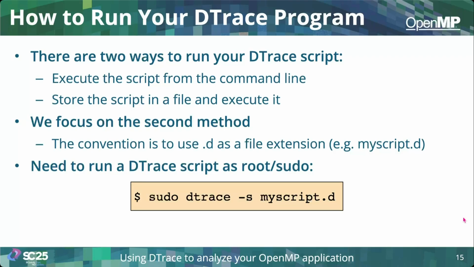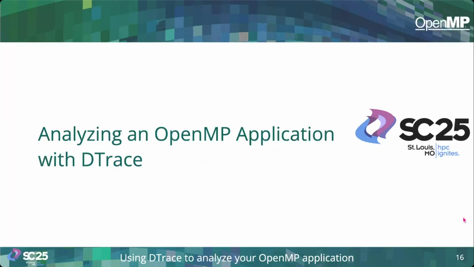You need to run DTrace with root privileges, so either directly as root or using sudo, and that's what I'm doing here: sudo DTrace. Then I need to tell DTrace it should take its program from the script. That's what the -s option does. And that brings us to the example.